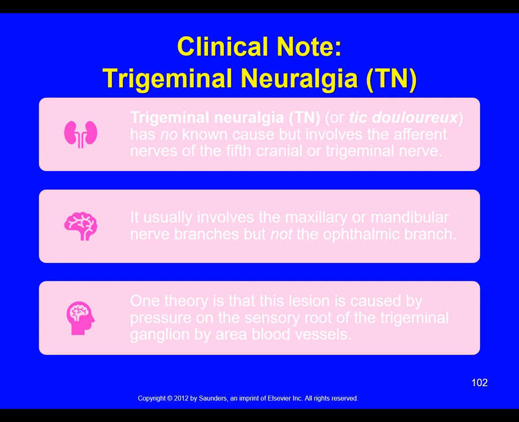All right, two things to associate with the trigeminal nerve, cranial nerve number 5, are trigeminal neuralgia, or tic douloureux. There is no known cause, but it involves the afferent nerves of the 5th cranial or trigeminal nerve. It usually involves the maxillary or mandibular nerve branches, but not the ophthalmic branch. And it's very painful. One theory is that this lesion is caused by pressure on the sensory root of the trigeminal ganglion by area blood vessels.